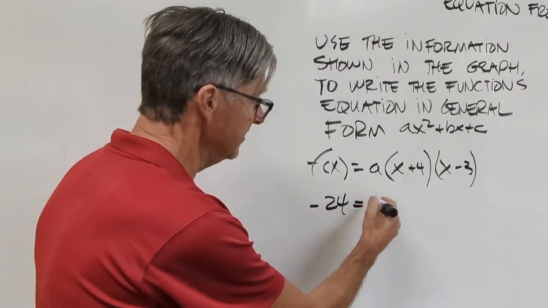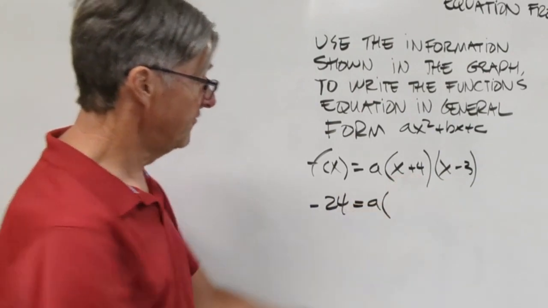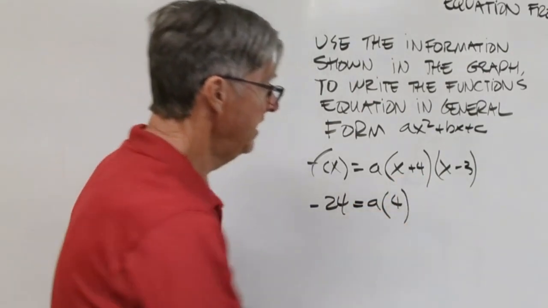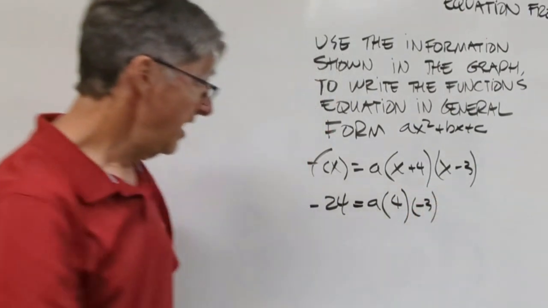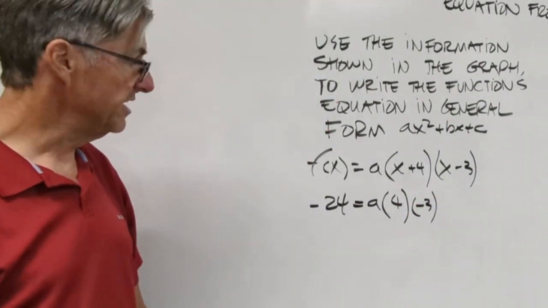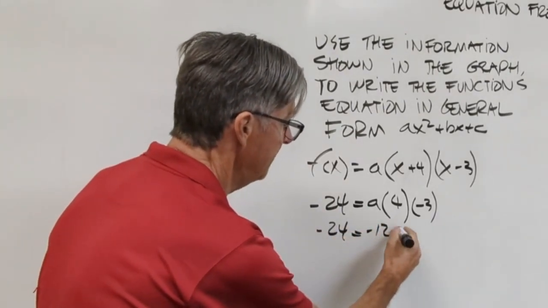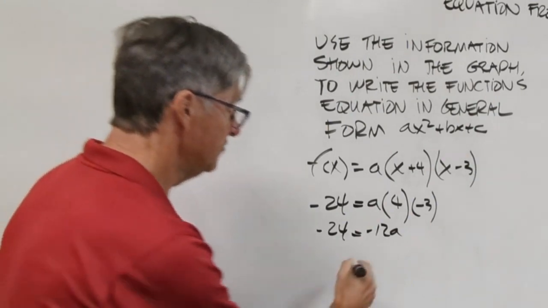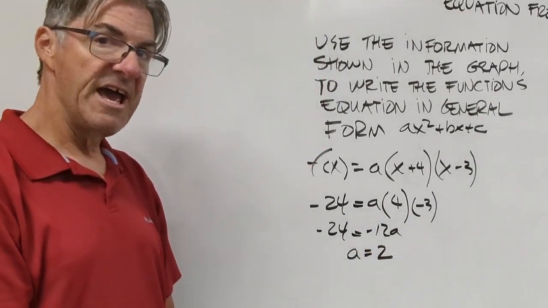-24, that's the y value. That's going to happen when x is 0. So 0 plus 4 is going to be 4, and then 0 minus 3 is going to be -3. So now I have one equation in one variable. I can solve this. -24 equals -12a. Divide through by -12. I'm going to get a equals 2. So now I found my a.